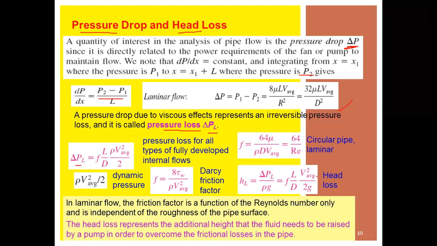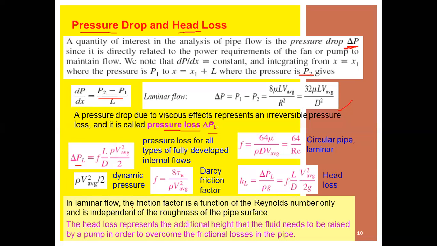Therefore, what is the head loss here? Head loss HL is equal to delta PL, the change in pressure, divided by rho into g. Substituting delta PL, that is f L by D into V square average by 2g. So the friction head loss is equal to delta PL divided by rho g.